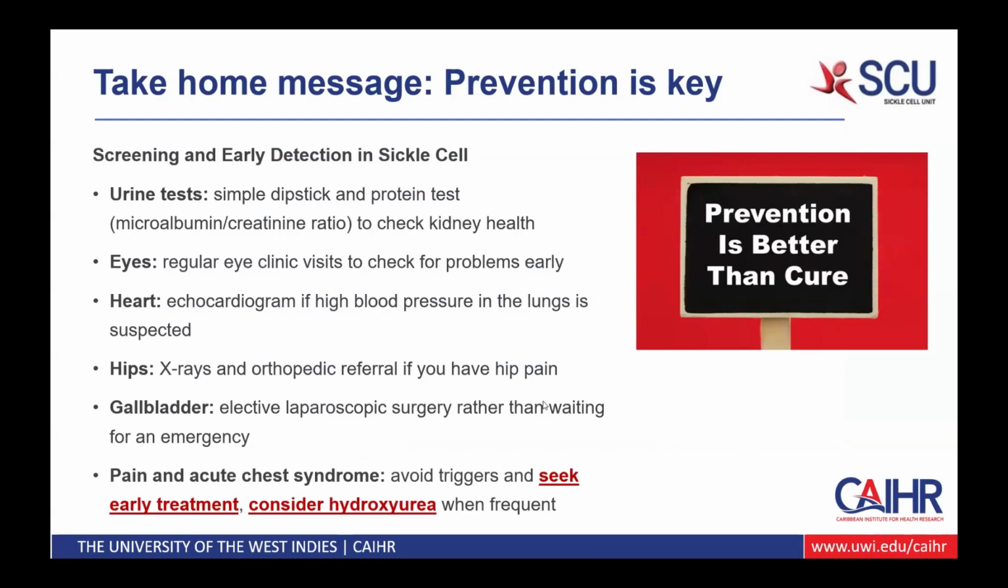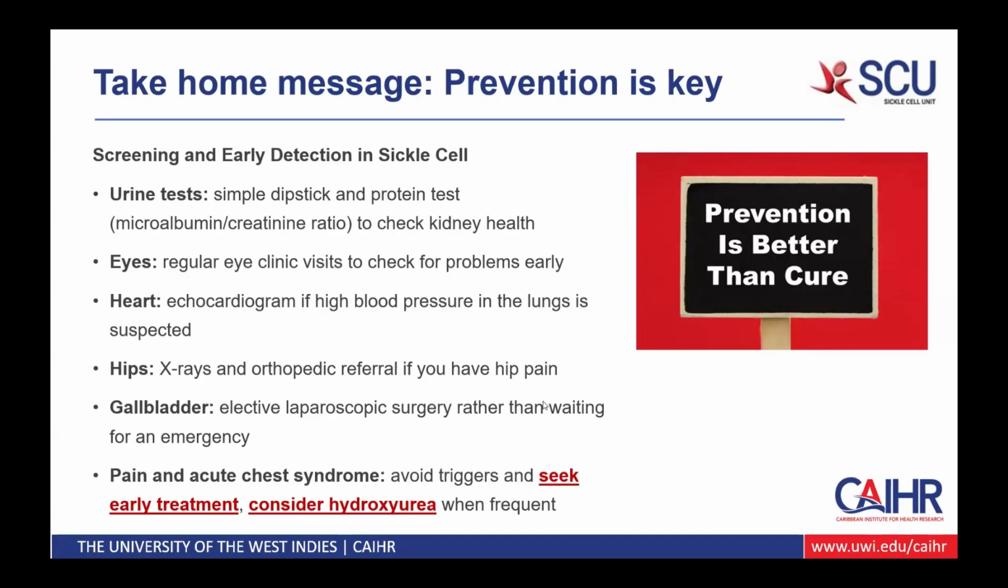So just to close, the take-home message really is that prevention is key. And we're encouraging you to come to the unit and have your routine visits. The purpose is to try and screen and pick up all of these things from early before they become a problem, right? So we spoke about the kidneys. So the important thing is to do these urine tests from early. We can pick up the protein. When you're passing a very small amount of protein, that's a problem. We can pick it up from early. We can put you on medication to prevent it from getting worse.